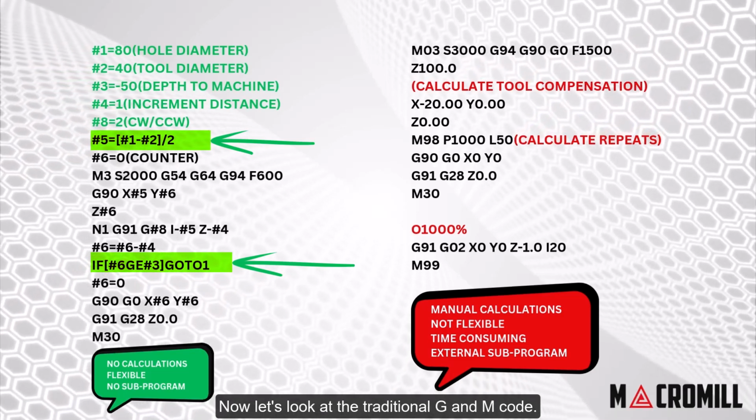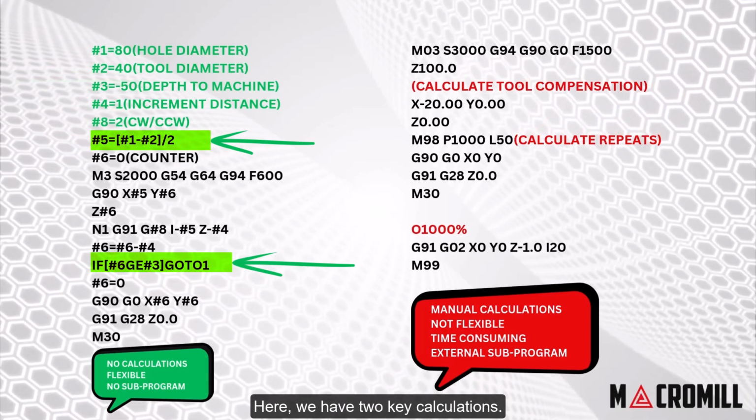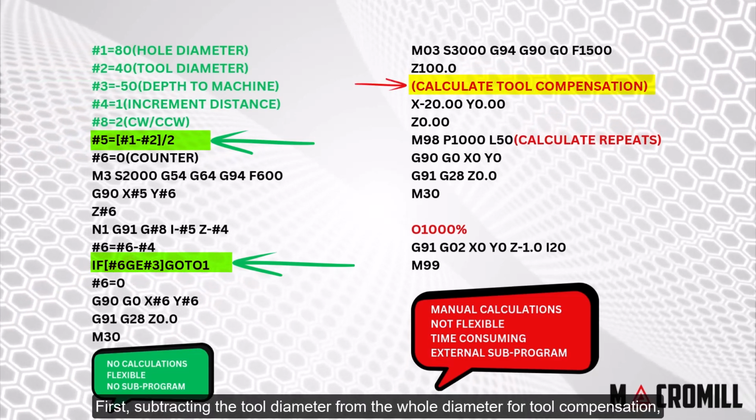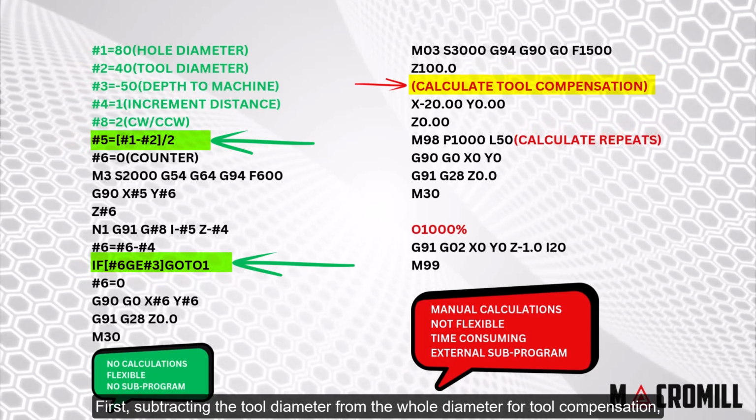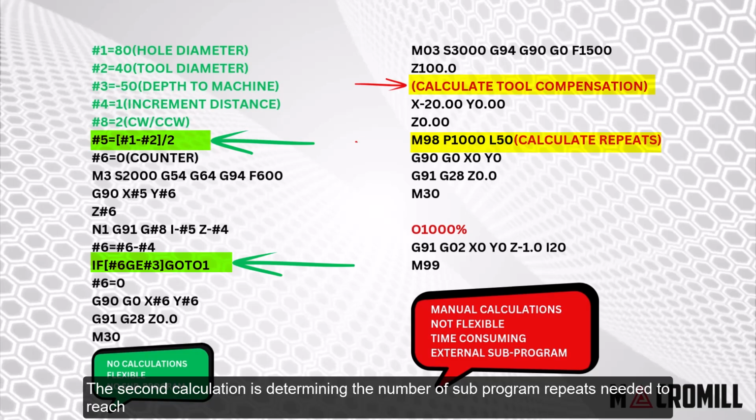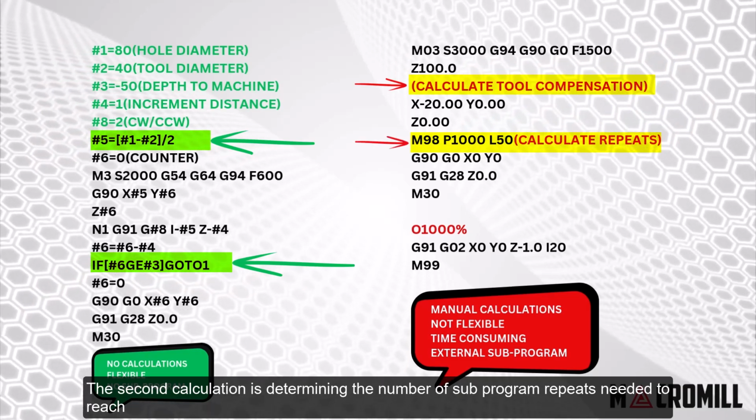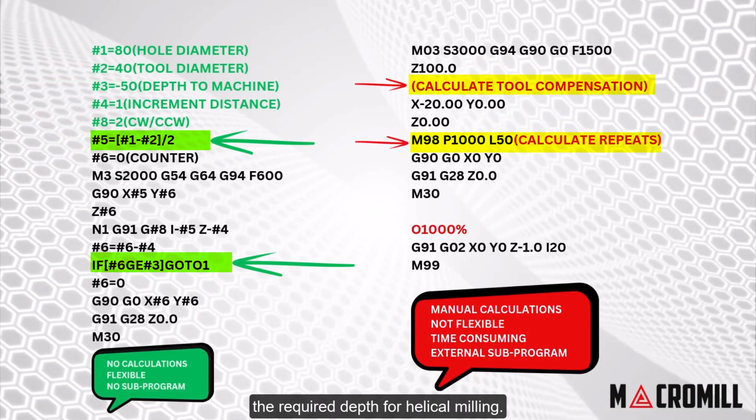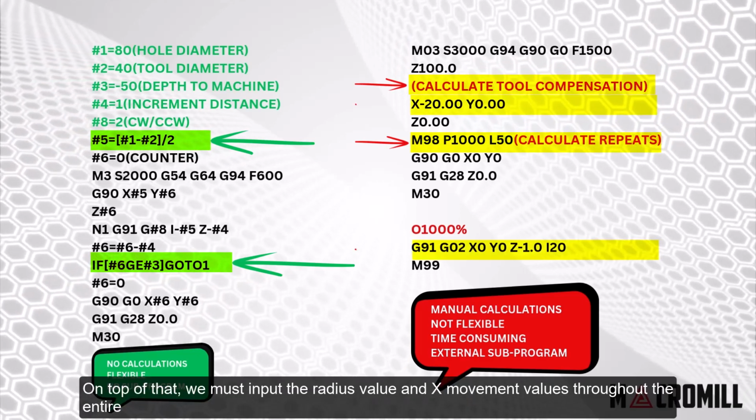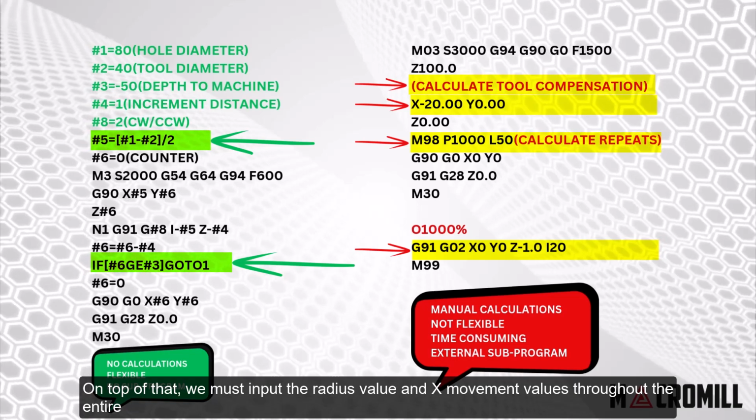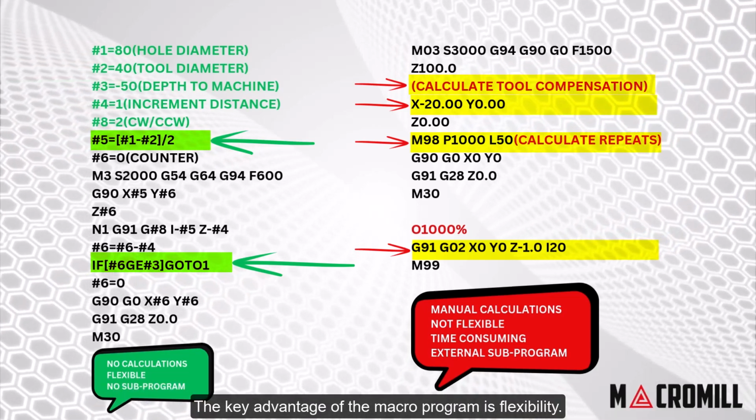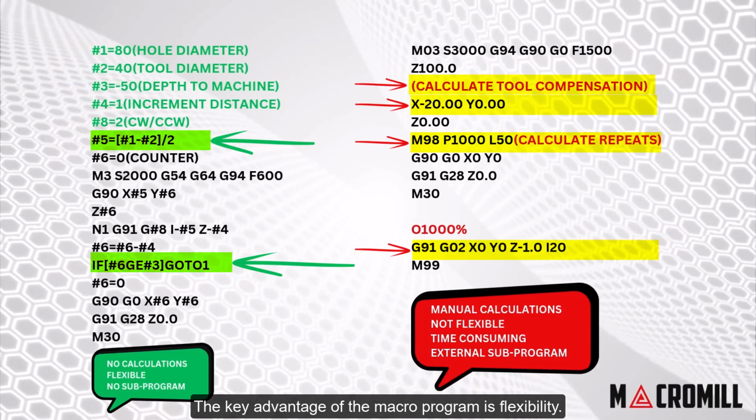Now, let's look at the traditional G and M code. Here, we have two key calculations. First, subtracting the tool diameter from the hole diameter for tool compensation, and then dividing by 2. The second calculation is determining the number of subprogram repeats needed to reach the required depth for helical milling. On top of that, we must input the radius value and X movement values throughout the entire G and M code program.